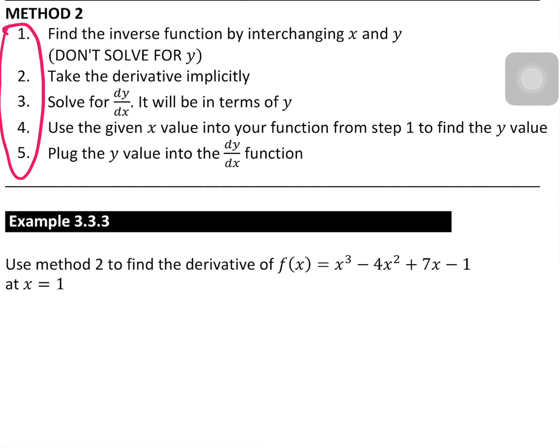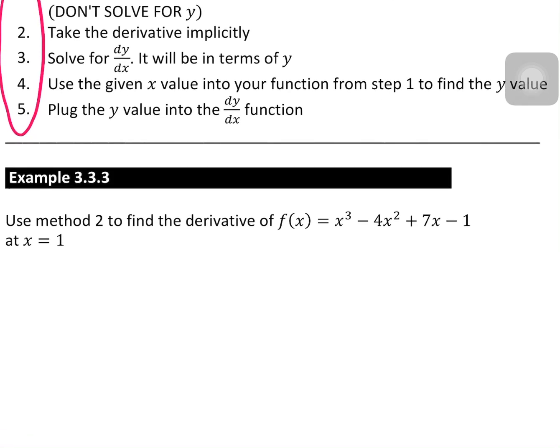Let's go through those 5 steps. Use method 2 to find the derivative of f of x equals x cubed minus 4x squared plus 7x minus 1 at the x value of 1. Alright, so let's talk about the first step.